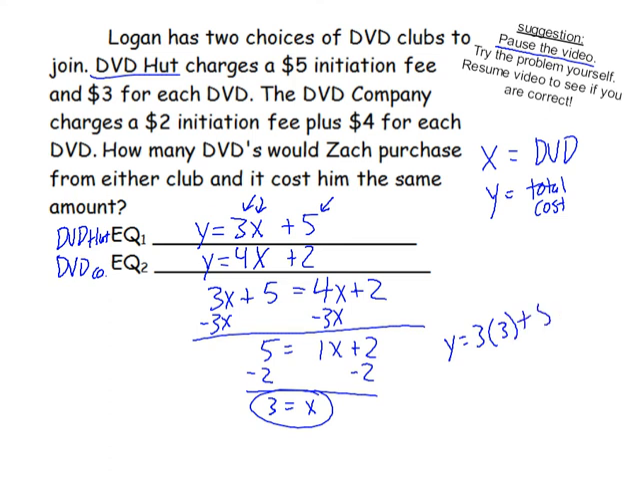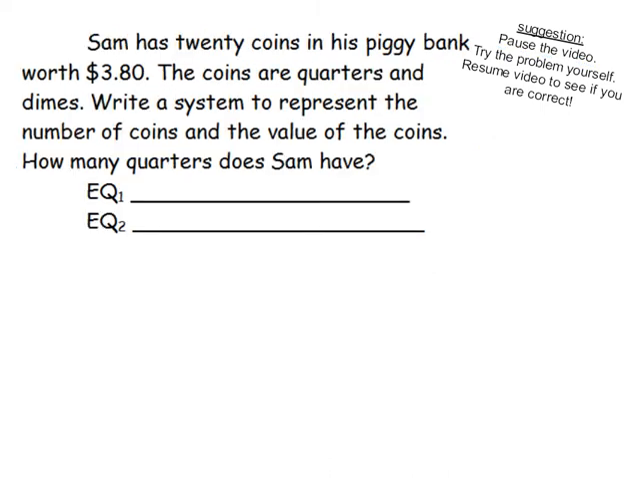Then I'm going to go back up into either equation, and I'm going to plug in that 3 for x. The one I did here was the 3x plus 5 one from the DVD hut. I'm plugging in the 3 for x and simplifying. 3 times 3 is 9, plus the 5, y equals 14. So when is it going to cost the same? When you rent 3 DVDs, you're going to pay $14 for either company. So choose carefully. Now, on to the wonderful coin problems.